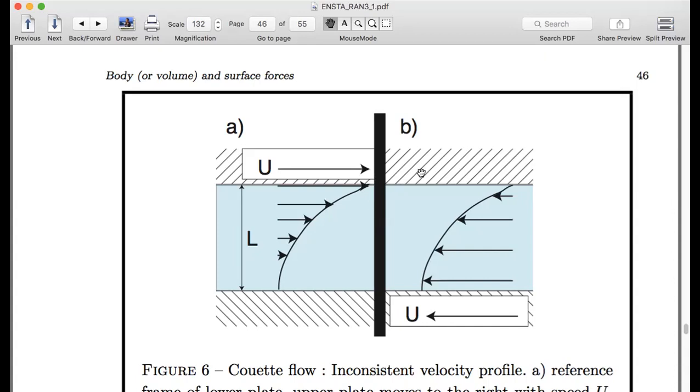So let's reanalyze this same experiment from the point of view of a reference frame of an observer, say, sitting on this north plate. She would say that she's stationary with respect to this plate, but the lower plate, the south plate now, is moving to the west at constant velocity, the same magnitude, but in the westward direction.